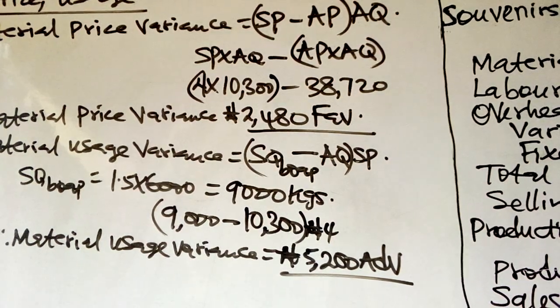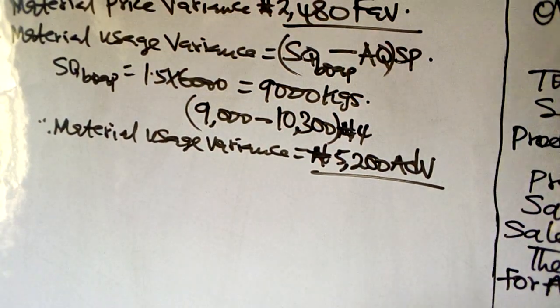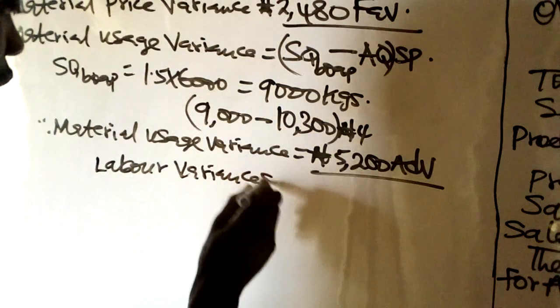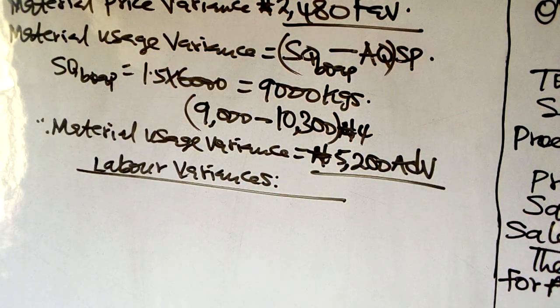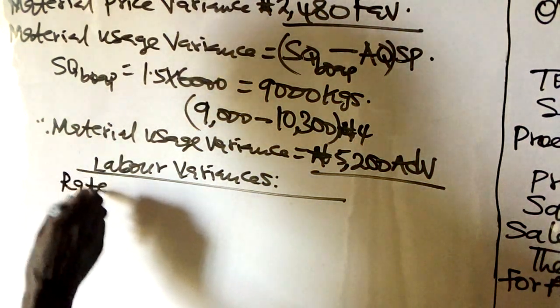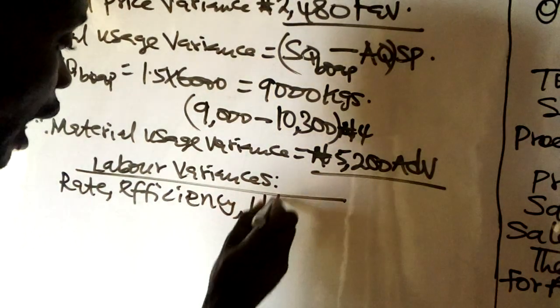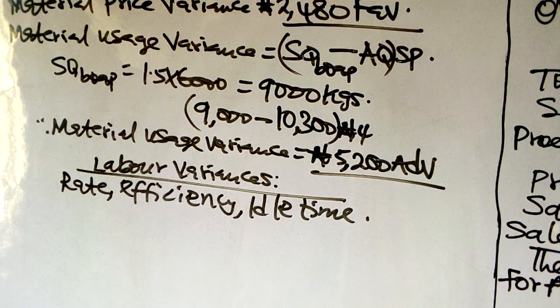Having computed the material variances, we therefore want to compute the labor variances. The relevant variances of labor, or those labor variances that will be relevant for reconciliation, will be the rate variance, efficiency variance, and idle time variance. These are the relevant variances for our reconciliation. So we want to compute labor rate variance now.